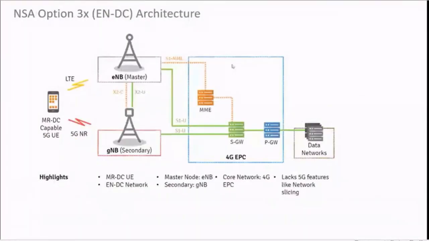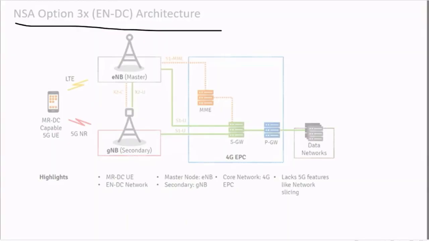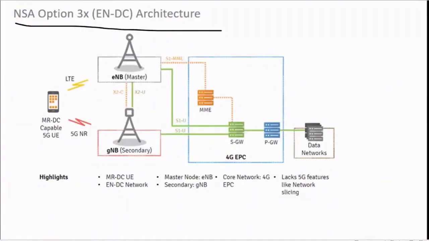Okay, so again, NSA option 3X ENDC architecture. ENDC, as I told you, is the E-UTRA new radio dual connectivity. And then we talked about the master node, and we have talked about the secondary node. Why is it called the master node? Because it has the control plane connectivity with the core. You can see here I have connectivity with the core, right?